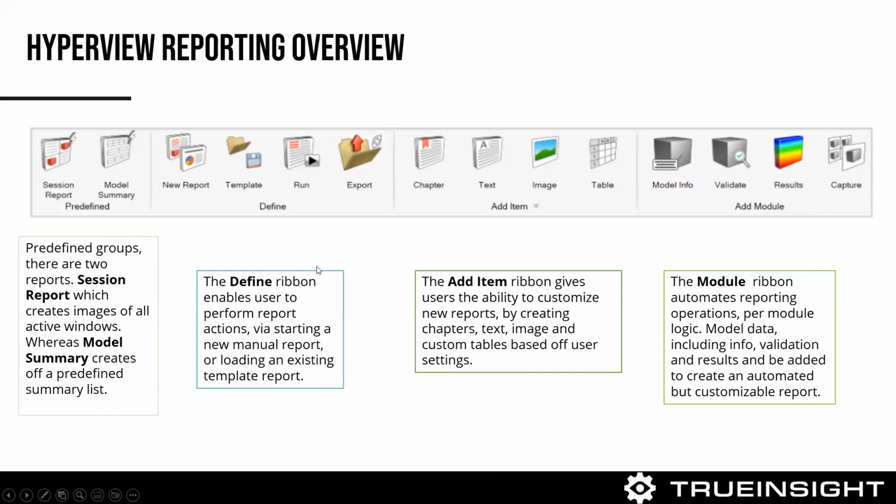So there's a nice way of going about it. The define ribbon is where you create your report, export it, and then open up templates. The add item ribbon is where you create chapters or text captions and where you grab your images. And the module ribbon is nice because this is also the power of HyperView.